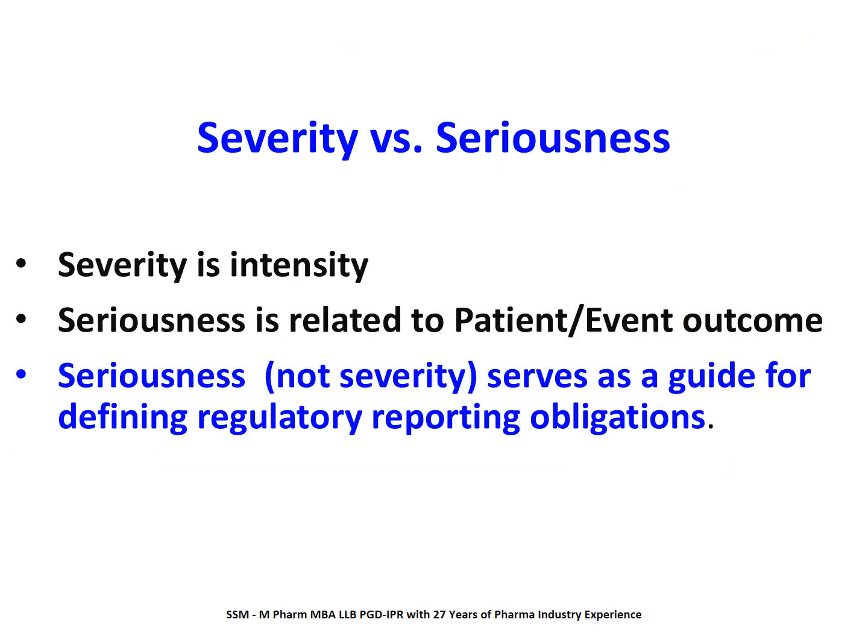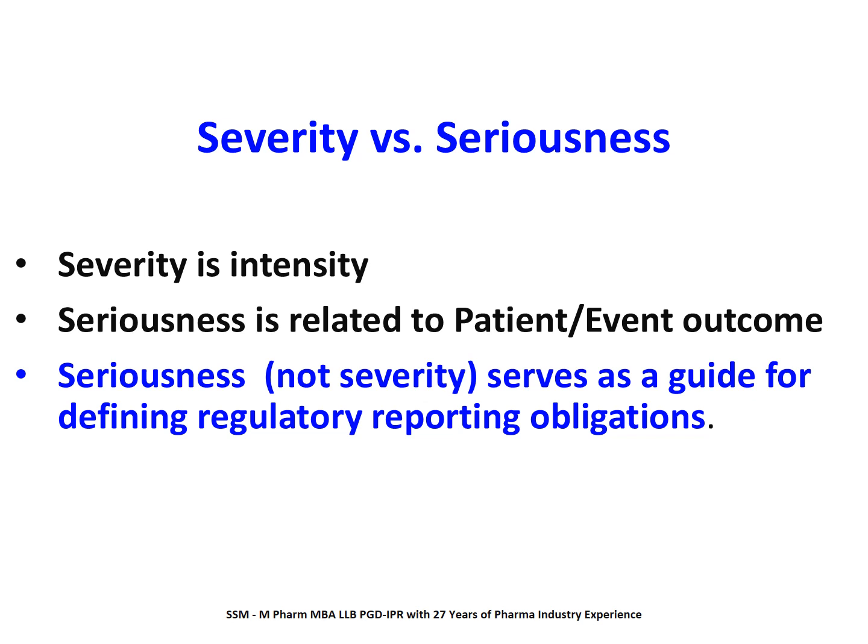Coming to severity and seriousness, these are different. Severity is in terms of intensity, like mild pain, moderate pain, and severe pain. But seriousness is related to outcome, patient outcome or event outcome, like an event which is fatal, leading to death, or which is life threatening, or which is causing birth defect, or which is causing hospitalization or prolonging the hospitalization, or which is causing some incapacity like paralysis.